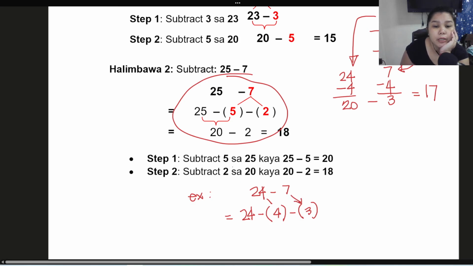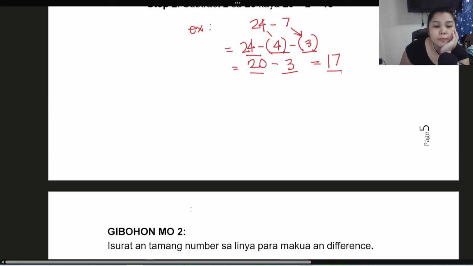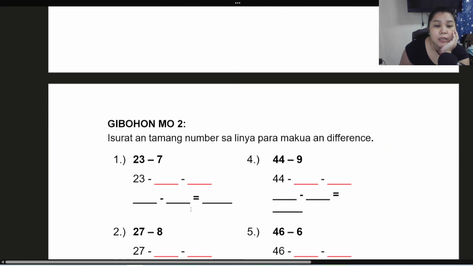Tapos, ang mangyayari, 20 na, minus, so 7 minus 4 equals 3. The answer is 17. So, yan ang mga blank na gagamitin. So, you need 6 blanks to fill in para makumpleto ang gawain mo 2.